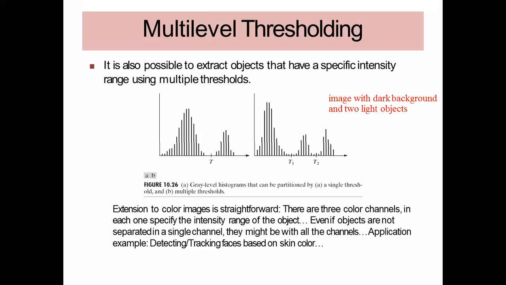It is also possible to extract objects that have a specific intensity range using multiple thresholds. Here we have an image with a dark background and two light objects. The extension to color images is straightforward. There are three color channels, each of which specifies the intensity range of the object. Even if objects are not separated in a single channel, they might be with all the channels. Applications include, for example, detecting and tracking a face based on skin color. That is multi-level thresholding.